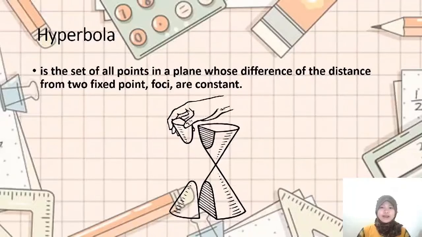That's all. Today we're going to discuss one example of conic section, which is hyperbola. What is hyperbola? Hyperbola is a set of all points in a plane whose difference of the distance from two fixed points, foci, are constant.